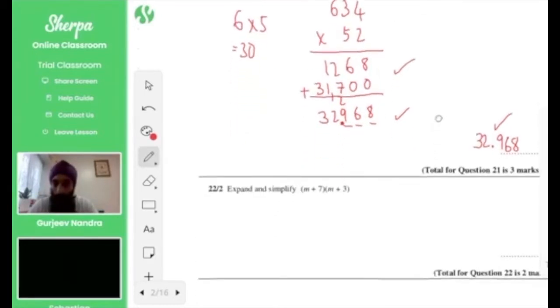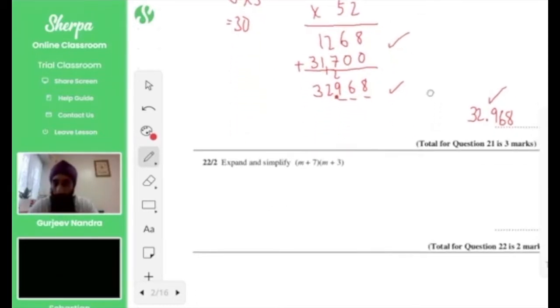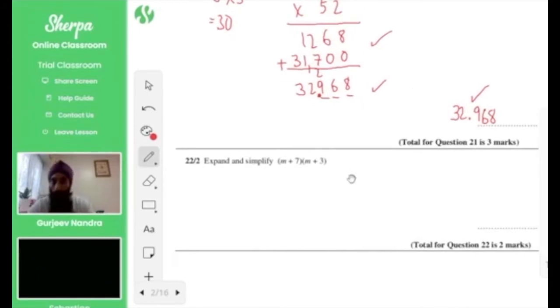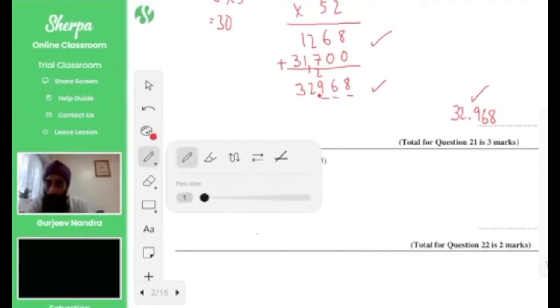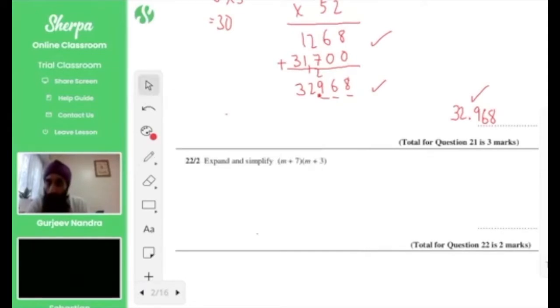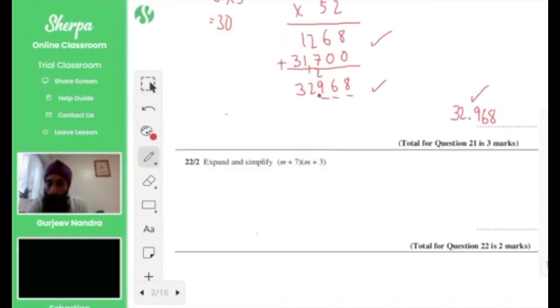Going on to the next problem, it's a 2 marker and it's algebra. Just in case you're wondering what the number here at the start of the problems means, let's have a look. The 22, the first number, is what question number it would be on a foundation paper, and the 2 is what question number it would be on a higher. So like I said, at the end of a foundation, but at the start of a higher, and you'll see that throughout all of the questions we do.